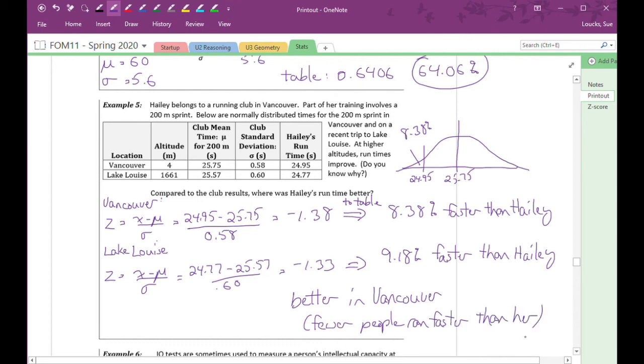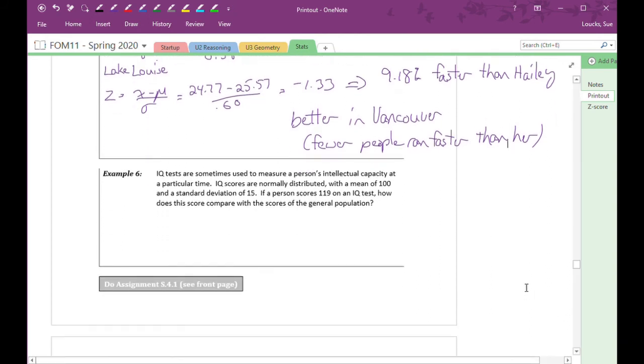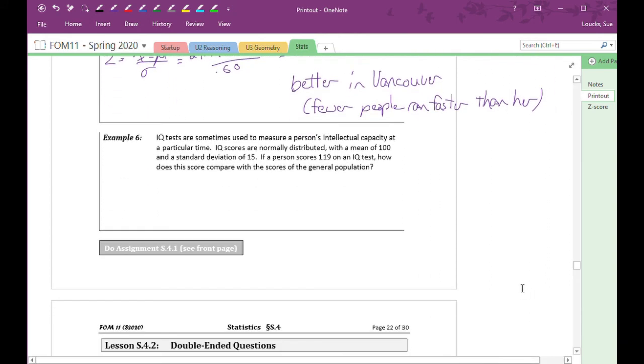Okay? All right, last example. IQ test. IQ tests are sometimes used to measure a person's intellectual capacity at a particular time. IQ scores are normally distributed with a mean of 100 and a standard deviation of 15. So yes, the average IQ score is 100. It is defined as 100. If you have a population who is more educated or whatever and the IQ scores go up, they change the scale so that the average is always 100 and the standard deviation is 15.